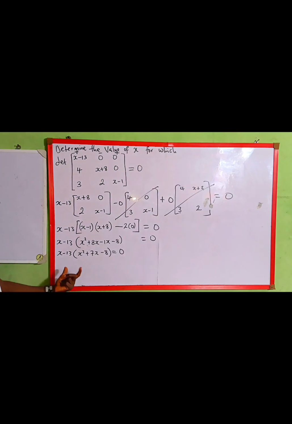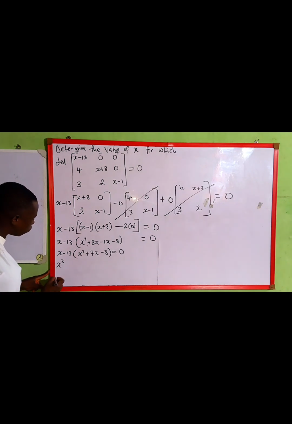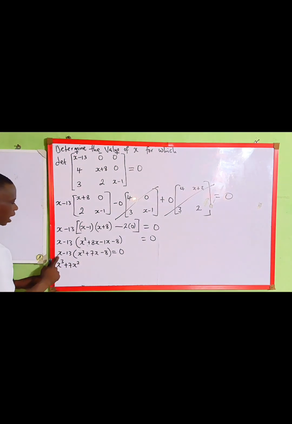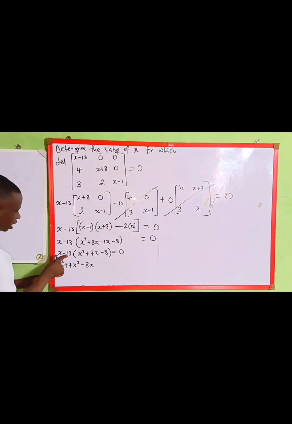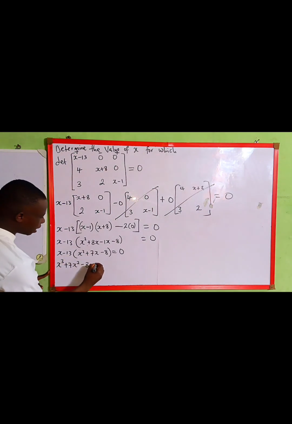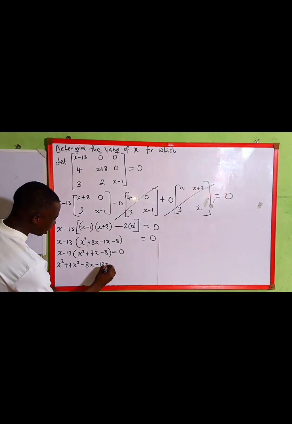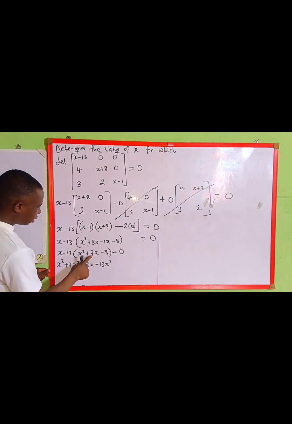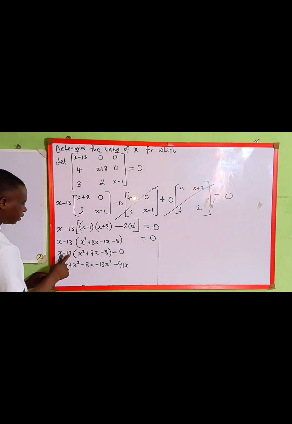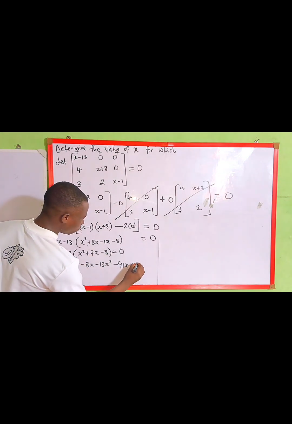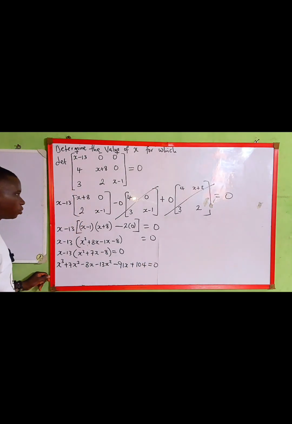Now we need to expand this bracket by distributing this term into the bracket. So we start from the first term. x multiplied by x squared is going to give us x cubed. x multiplied by 7x is going to give us positive 7x squared. x multiplied by negative 8 is going to give us negative 8x. Then we use negative 13. Negative 13 multiplied by x squared is going to give us negative 13x squared. Negative 13 multiplied by 7x is going to give us negative 91x. Then negative 13 multiplied by negative 8 is going to give us positive 104, which is equal to 0.